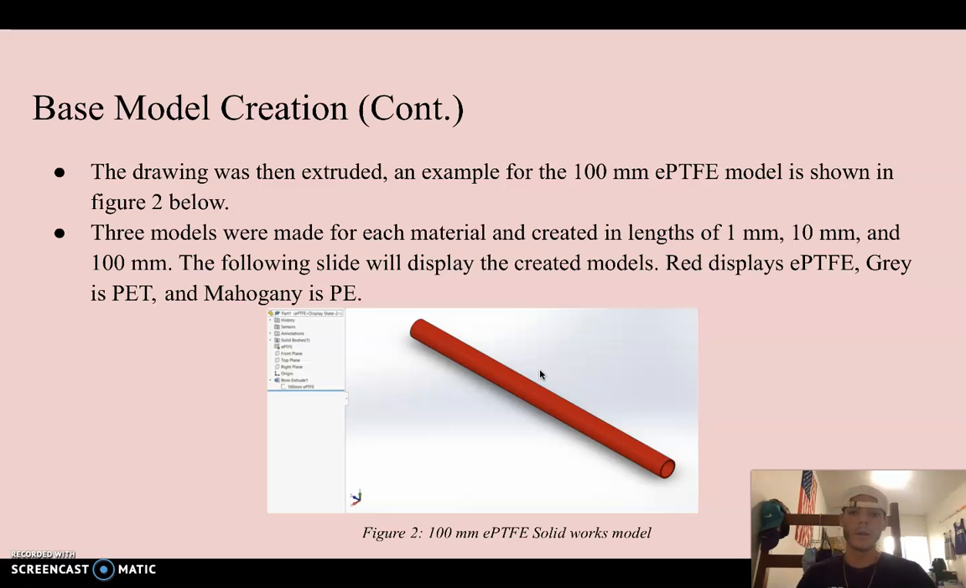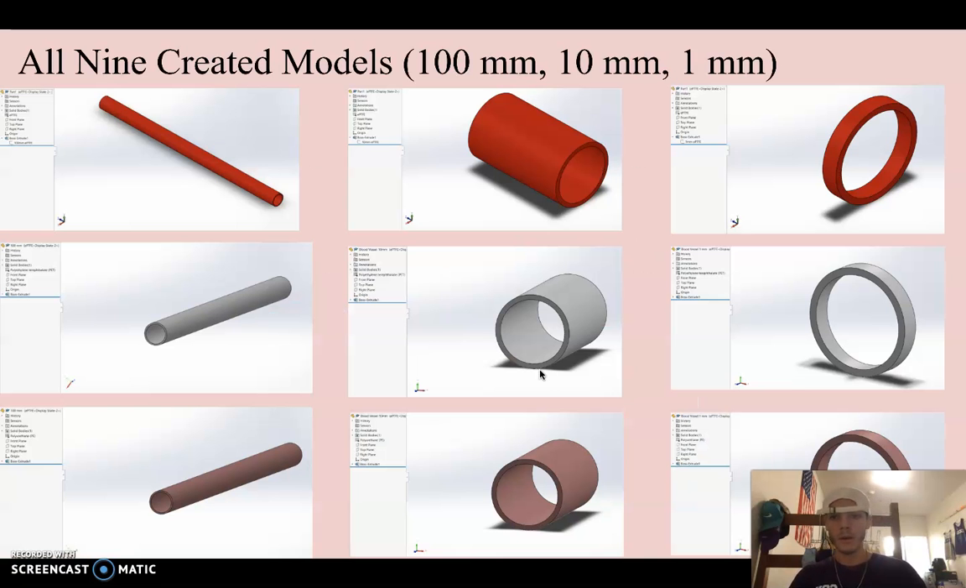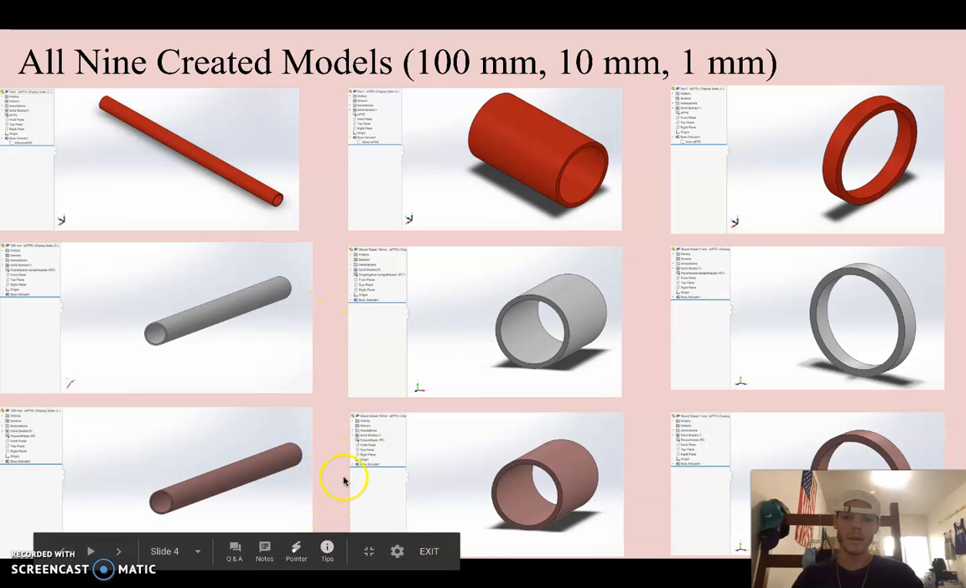And 3 models were created for each material of each length of 1 millimeter, 10, and 100. And I will go ahead and show all 9 created models in the next slide. So on the left, we have the 100 millimeter models, the middle are the 10 millimeter, and the right are the 1 millimeter. In the red is the ePTFE, the gray is the PET, and the bottom is the polyurethane PE.